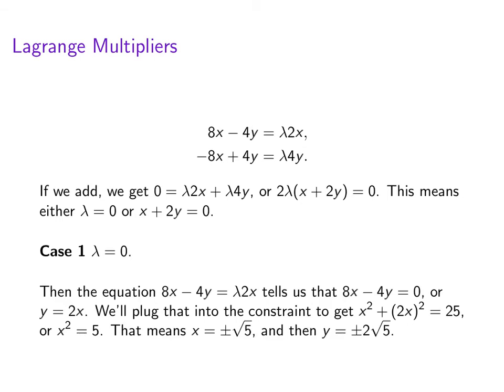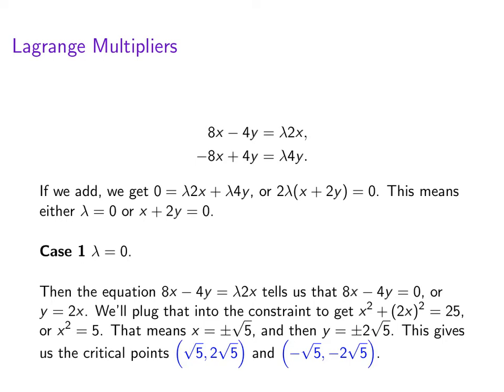So that means x equals plus or minus square root of 5, and since y is equal to 2x, we'll get y equals plus or minus 2 square root of 5. So we now have critical points, square root of 5, 2 square root of 5, and negative square root of 5, negative 2 square root of 5. All right, file those away. We're going to use those later. We have to move on to case 2 now.